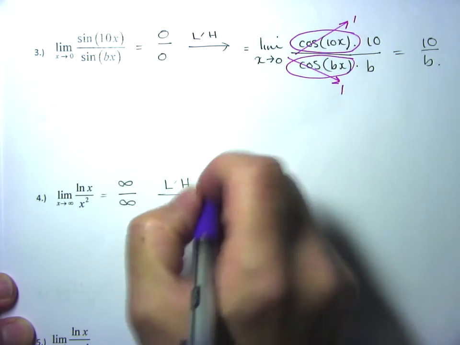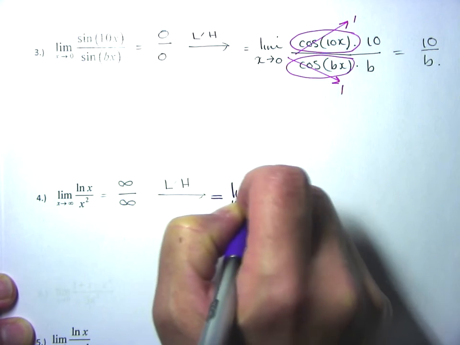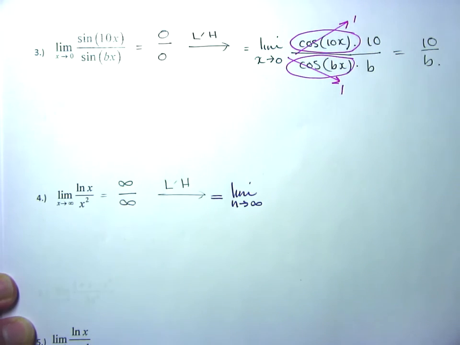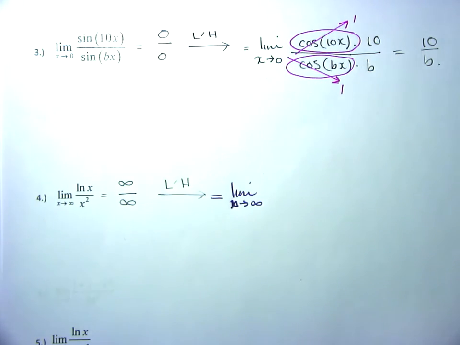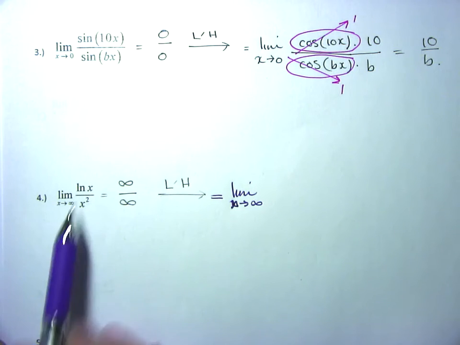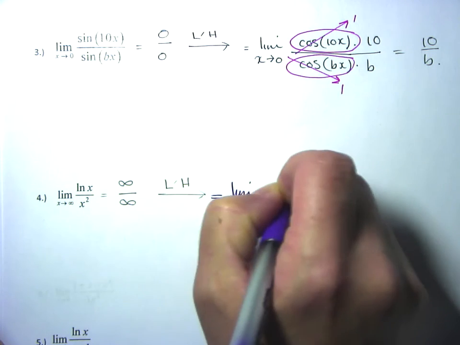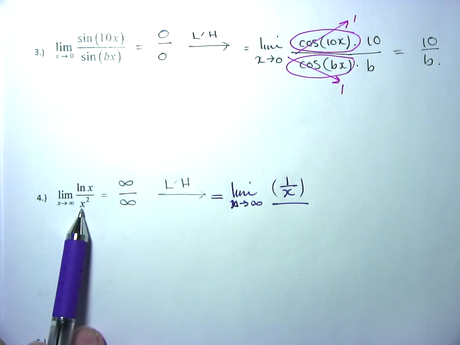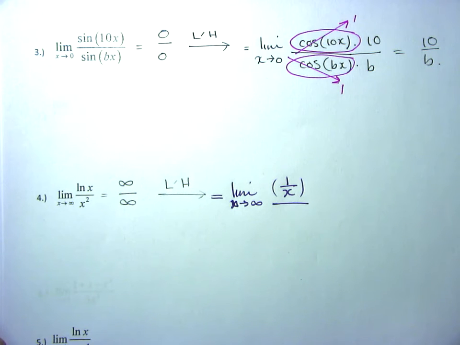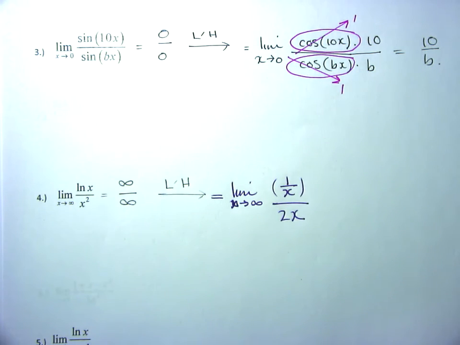All right, so let's go ahead. Take the derivative of the top and the derivative of the bottom. So I have the limit as x goes to infinity. What is the derivative of the natural log of x, please? 1 over x. Divided by the derivative of x squared, which is equal to 2x.